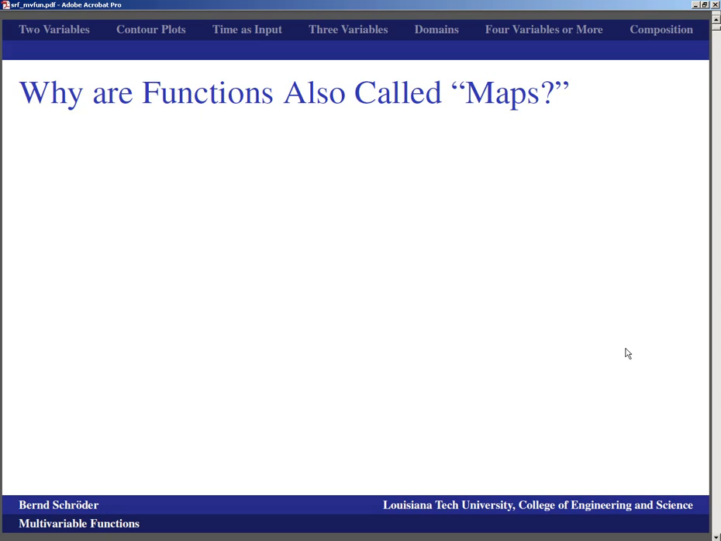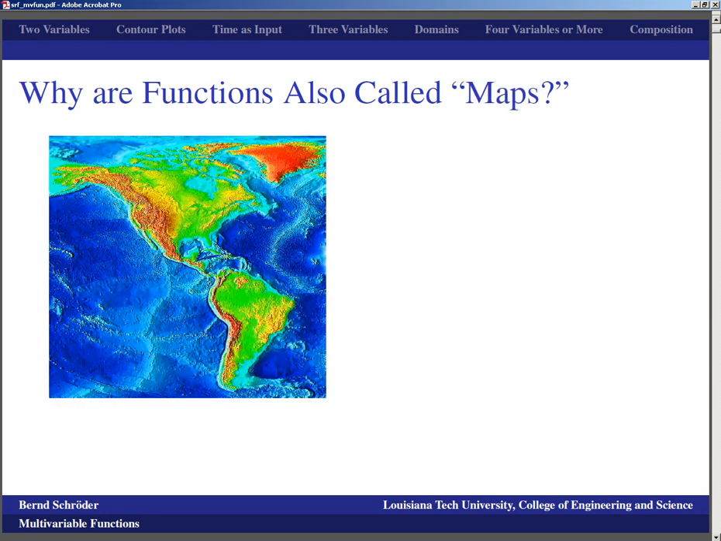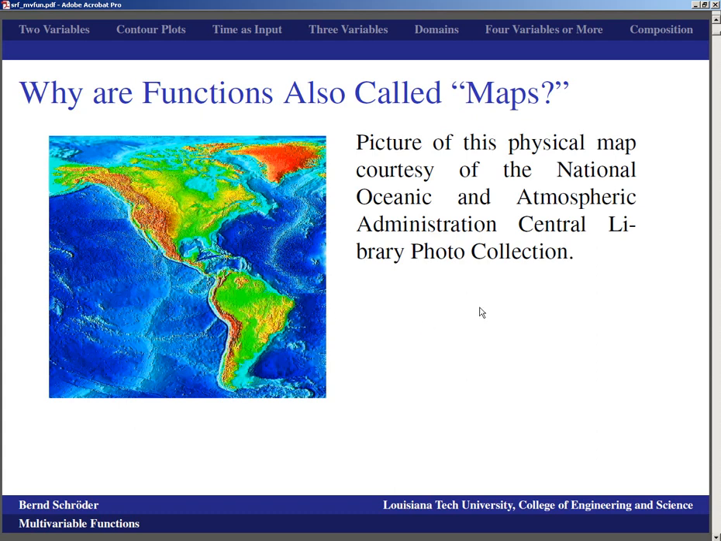Alright, well, let's get started, and let's start with something that actually is familiar and which answers a question that you may ask yourself at this stage, because every so often mathematicians will call functions maps. And well, if we look at that, this is a map, courtesy of the National Oceanic and Atmospheric Administration Central Library photo collection, and that is what people call a physical map, which is a map that shows a certain region on Earth, here the American double continent, North America and South America. And that physical map shows that region, and by using certain colors, it shows how high certain parts of that region are above sea level or below sea level.